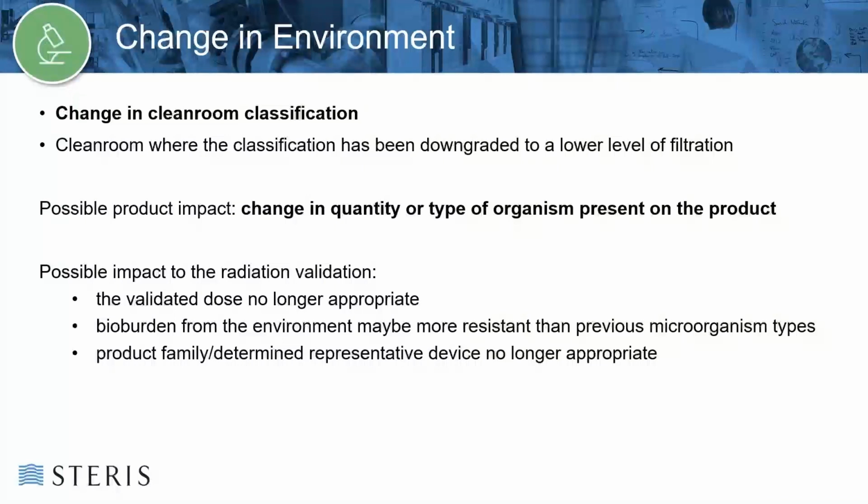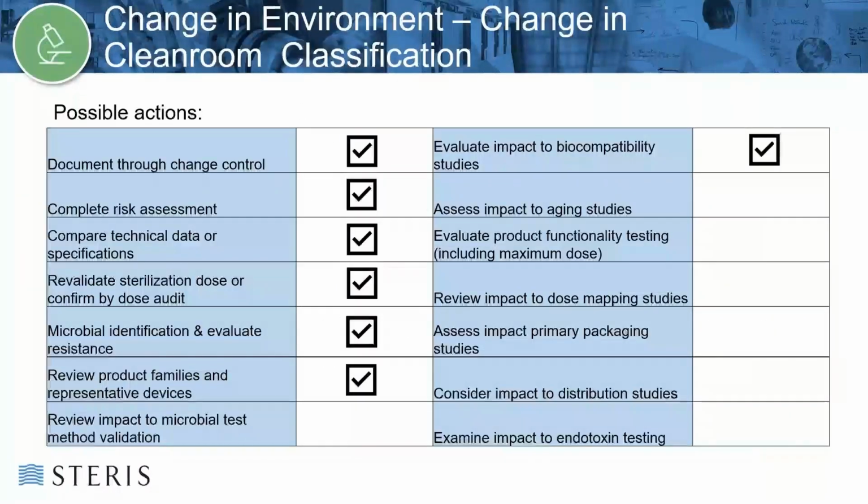Bioburden from the environment may be more resistant than previous microorganism types. The product family determined or the representative device may no longer be appropriate. A downgrade in cleanroom classification may warrant other considerations. This assumes no change in the device, raw materials, packaging, manufacturing process, or vendors.